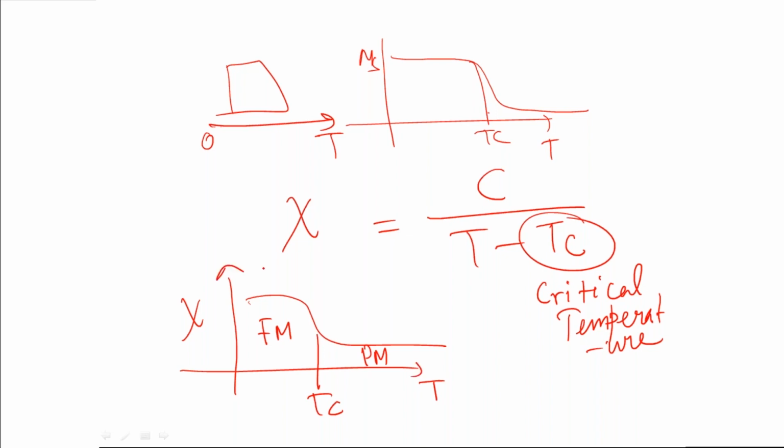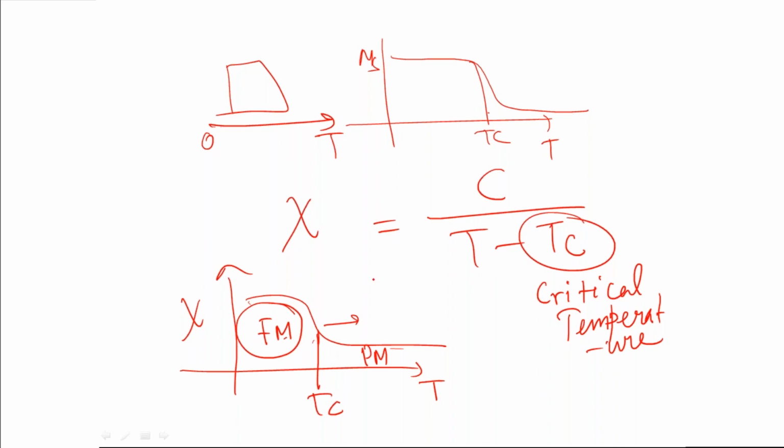This temperature is called the transition temperature. Actually, this is called the phase transition temperature, also the critical temperature. So why is this temperature important? Because below this temperature the material is a ferromagnet, and above this temperature Tc, the material becomes a paramagnet. That's why it is an important temperature, and it is called the critical temperature.